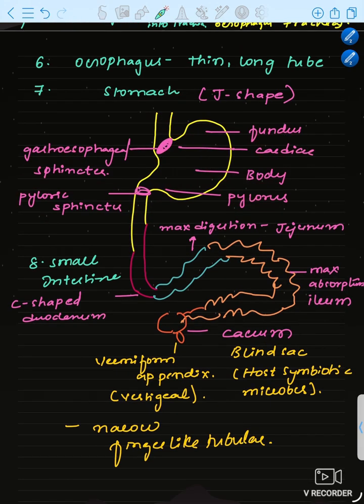And then small intestine. This is C-shaped duodenum. This is jejunum. This is ileum. You have to remember one thing. In jejunum, maximum digestion will occur. After digestion, what's left? Absorption, right? In ileum, maximum absorption. Okay.